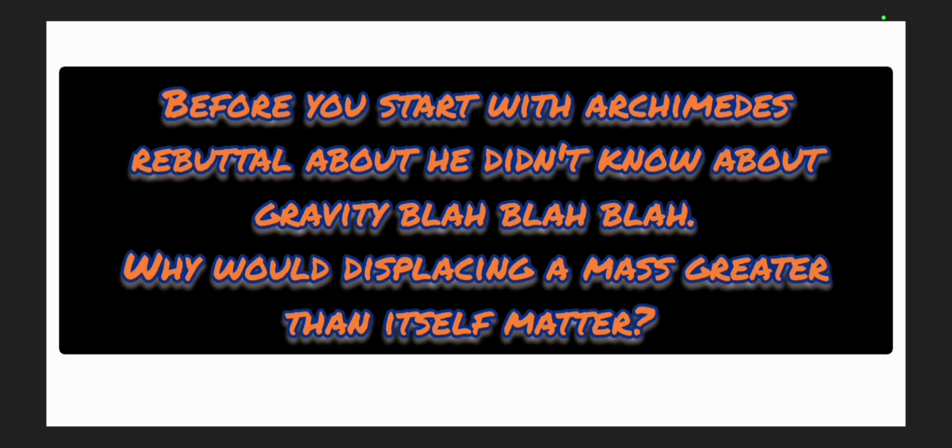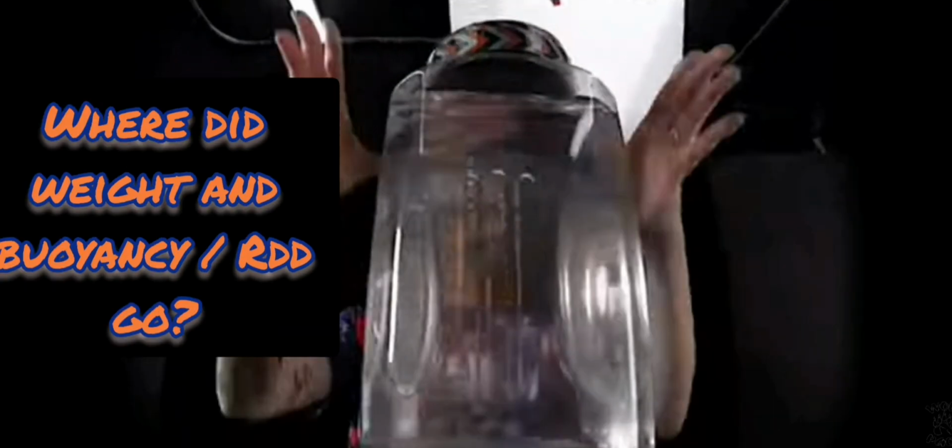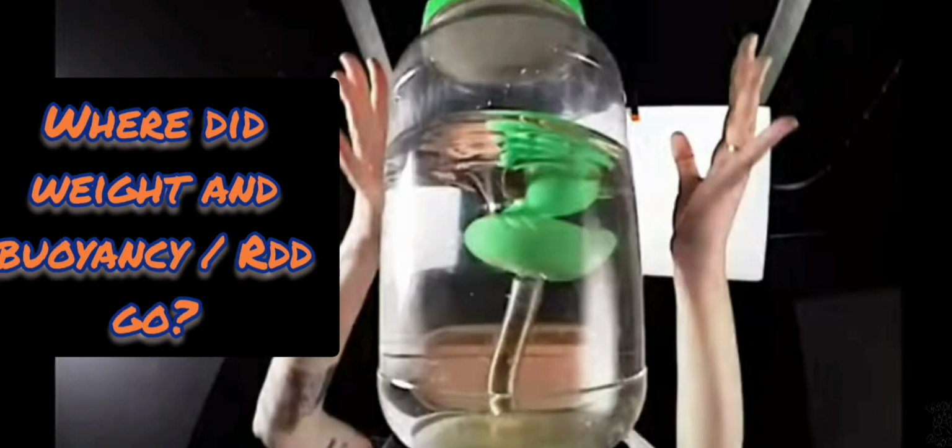Before you start with Archimedes' rebuttal about he didn't know about gravity, blah blah blah, why would displacing a mass greater than itself matter? And why doesn't this work when falling? Oh, I know, because they're accelerating, right? Yes, it happens in every other case of acceleration, Flatzoid. Oh, but then you want to claim that they fall at the same rate, right? So kind of like the gravity claim then, right? While you also try and deny gravity.